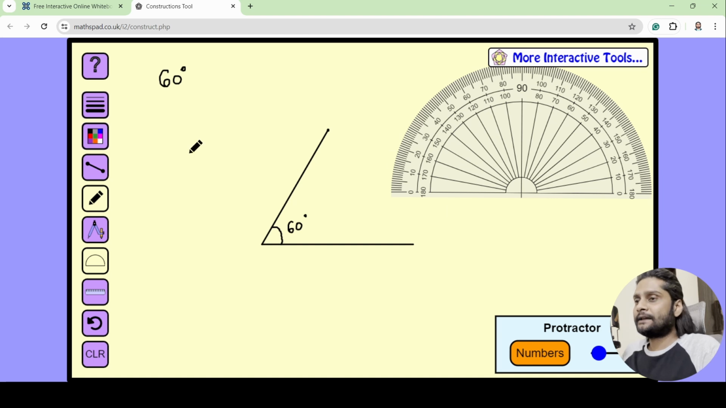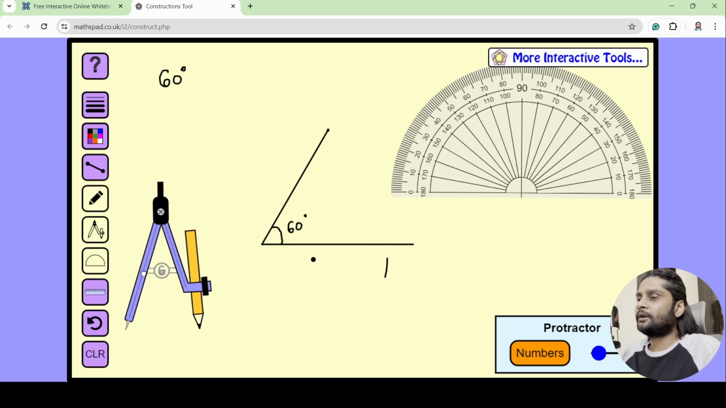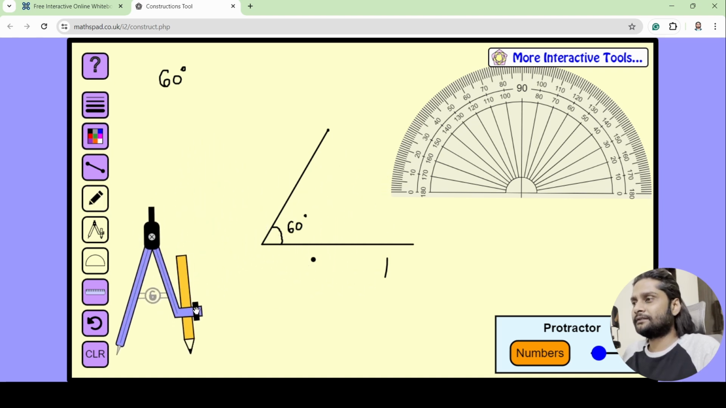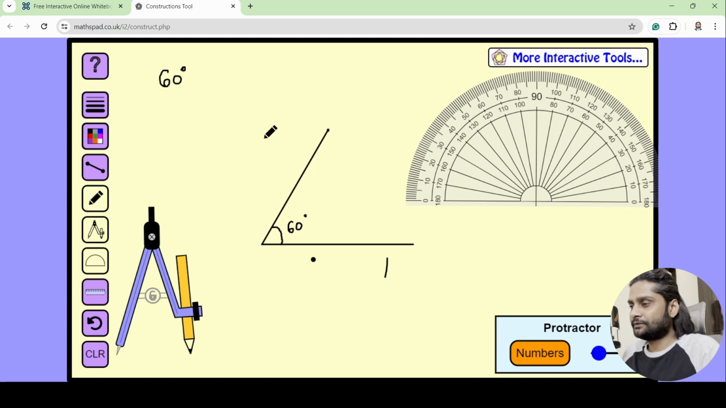There is also a method, students, that we can use a compass. That's a bit lengthy process. In some other class we can discuss that, but for now, using a protractor, this is the way you can construct an angle of the desired measures. I hope you understood, students.